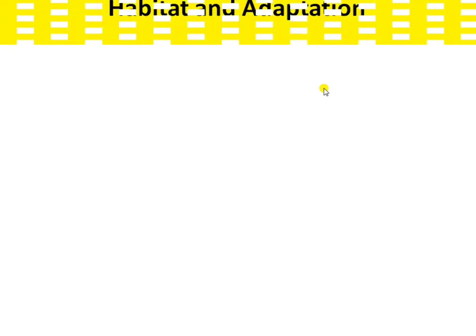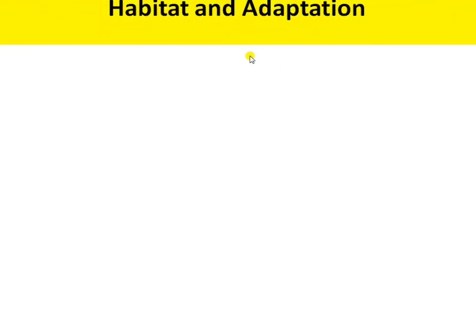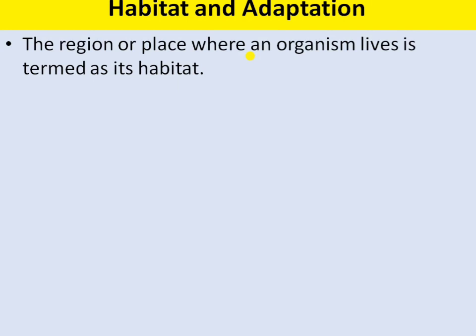Next is about the habitat and the adaptation. So first is the habitat. The region or the place where an organism lives is known as a habitat. A variety of animals and plants can be seen at almost every place on the earth. So the natural environment of a living thing is called its habitat. A habitat can be a pond, forest, moist soil, river, grassland, or desert.